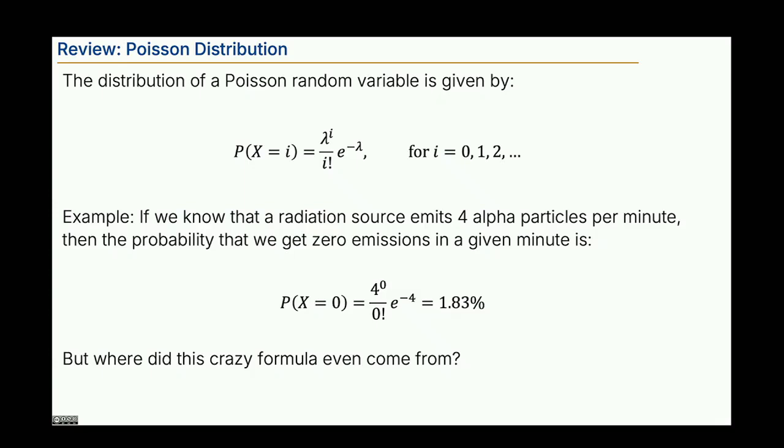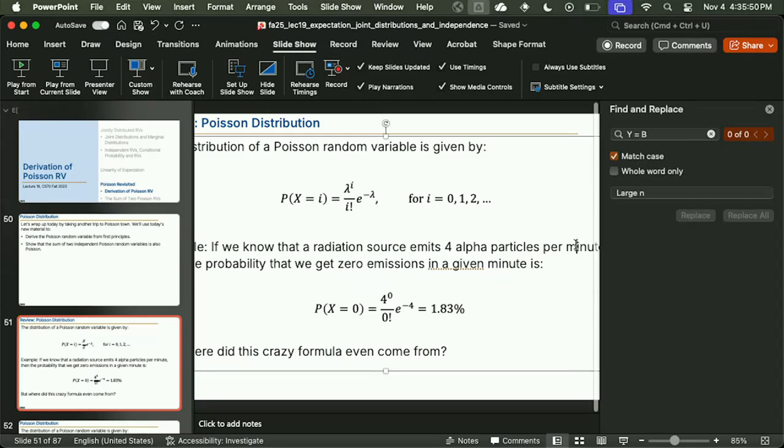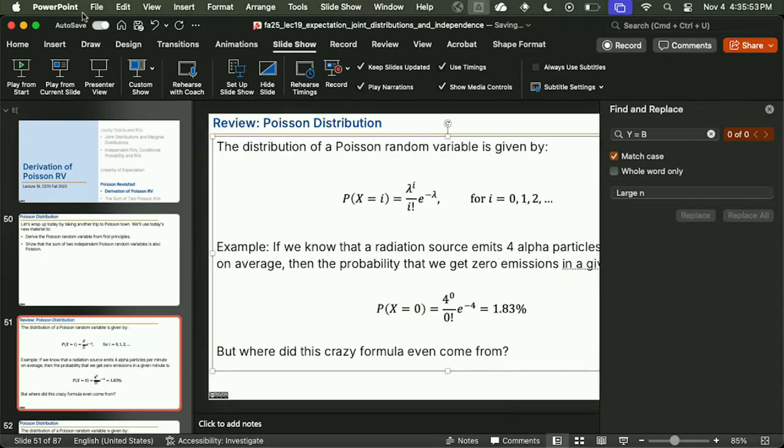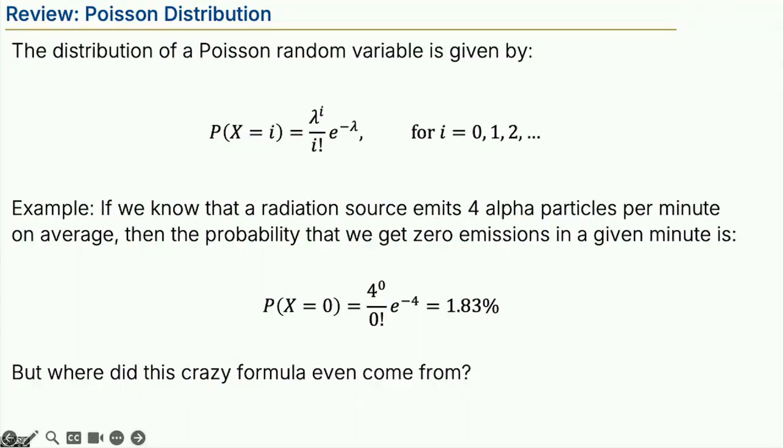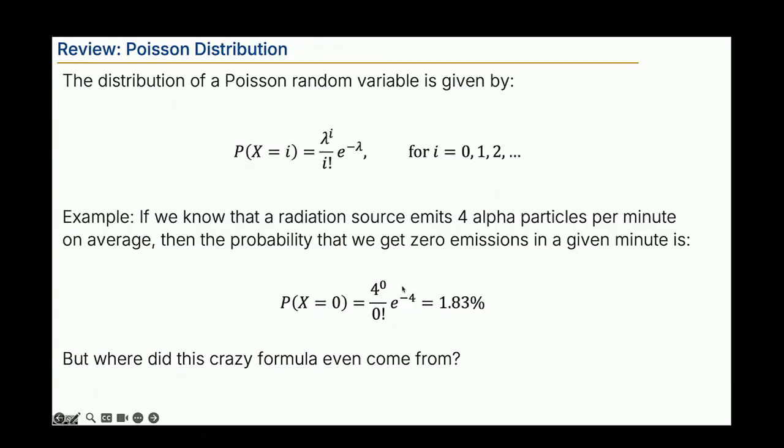First, I'm going to tell you what it was at that base level we had before. It was very different from our other random variables. It's like a function you can call in a programming language. You have no idea where it came from, but I told you the following. If you have a random variable with expected value lambda, the probability that X equals i is that formula. For example, if we have a radiation source that emits 4 alpha particles per minute on average, then the probability that we get 0 emissions would be 4 to the 0 over 0 factorial times e to the minus 4, which is 1.83%.